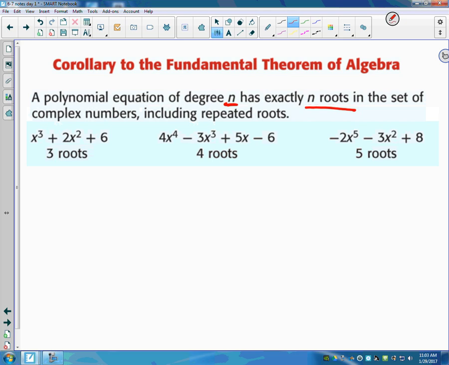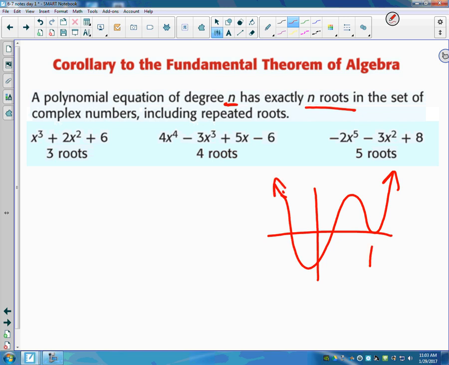And just a reminder about the repeated roots, right? Like if you had a problem like this, where it went down and touched the x-axis and came back up, we'll say that goes up. That's a repeated root. And so even though this only crosses 1, 2, 3 times, that one counts double. And so that one would be 1, 2, 3, 4. That would be at least 4 solutions on that one. That's what I mean by that. Okay?